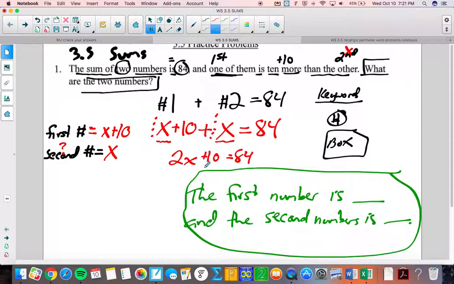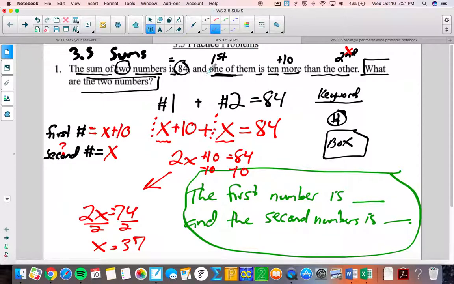And now we just solve for x. So we undo addition first by subtracting. I'm going to come over here. We get 2x equals 74. Then we undo multiplying by 2 by dividing by 2. So we get x equals 37.